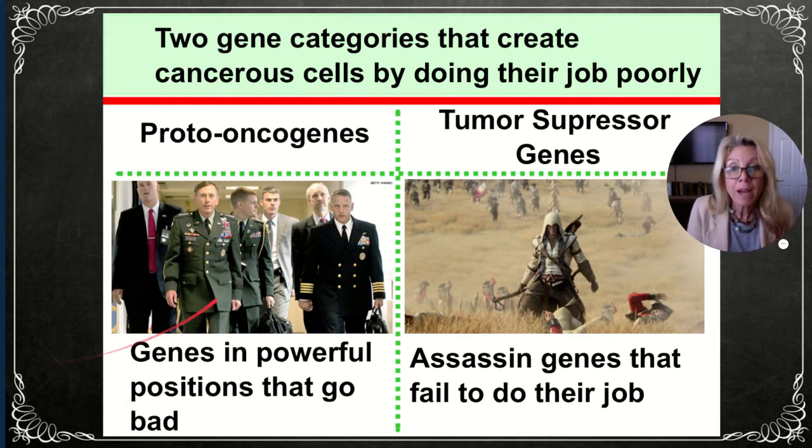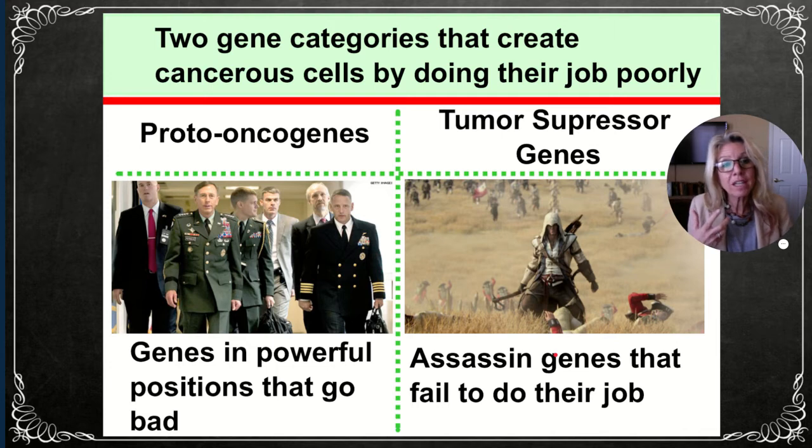Now, if you have an out-of-control general, what you can do, and I'm not saying this is what we should do politically, this is just an analogy, okay, is you have these tumor suppressor genes that are like assassin genes. So if the proto-oncogenes become oncogenes, normally your tumor suppressor genes would stop them, take out the bad general, and then you won't end up having cancer.